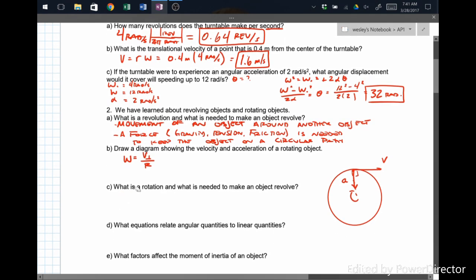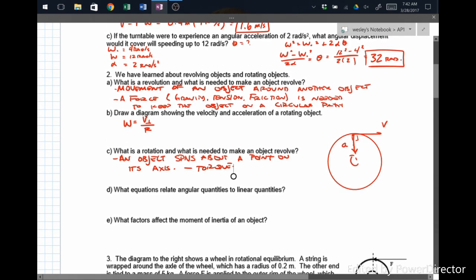What is a rotation? Well, in a rotation, an object spins about a point on its axis. It's spinning about itself. We need torque to make that happen.